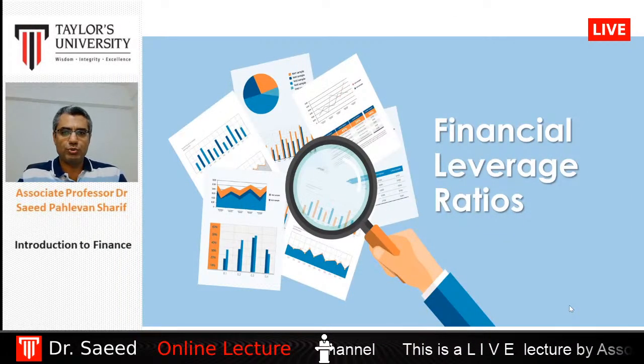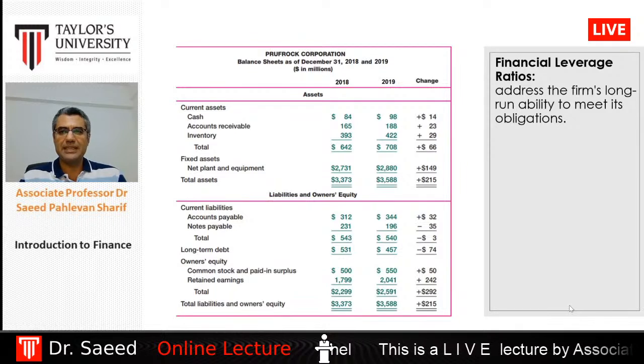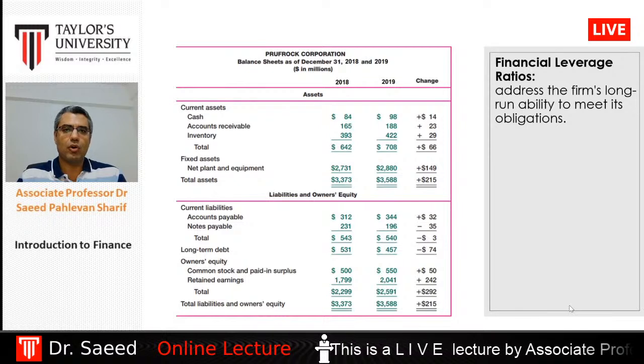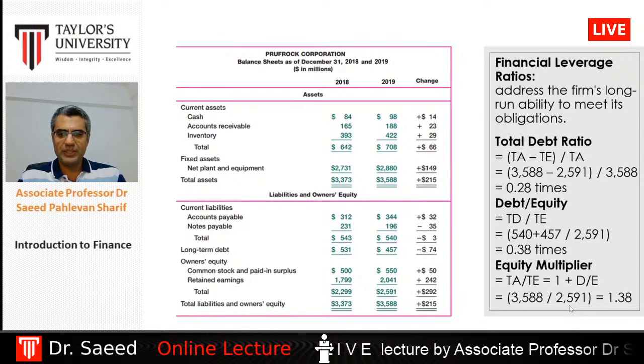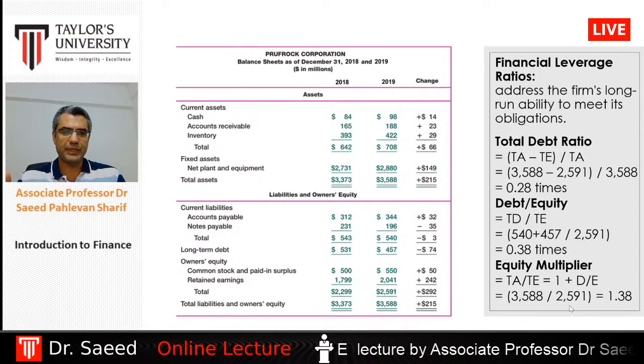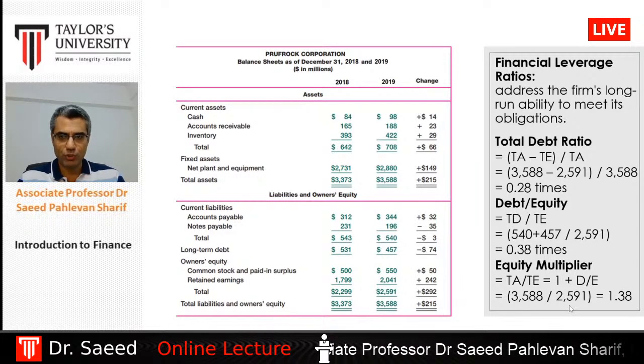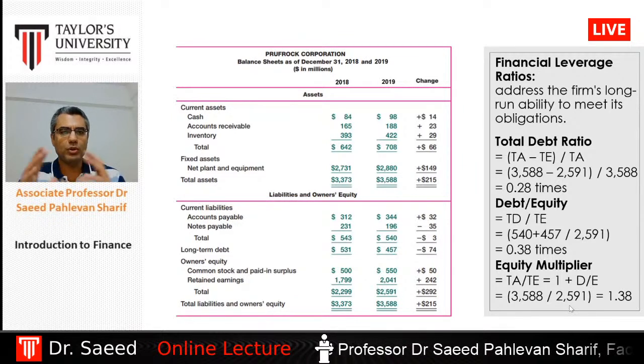Financial leverage ratios. These ratios address the firm's long-run ability to meet its obligations. So how to compute? Here I have provided three different formulas. Actually, all three are measuring the same thing: the amount of debt and the proportion of debt and equity to total assets. For example, the first one is called the total debt ratio.